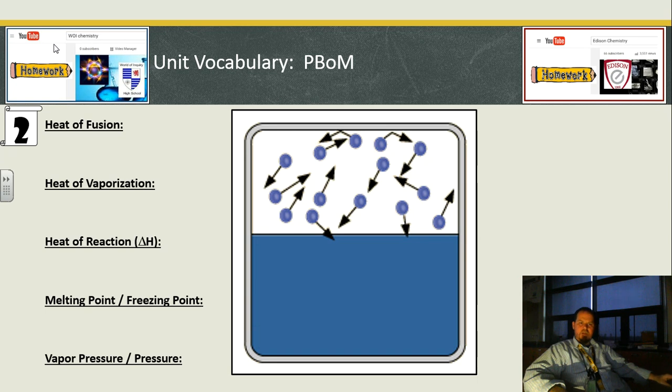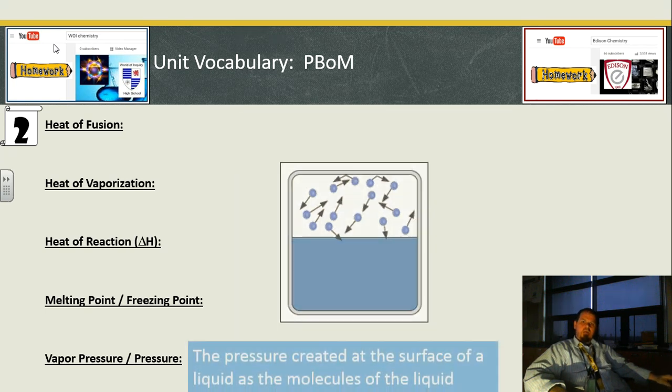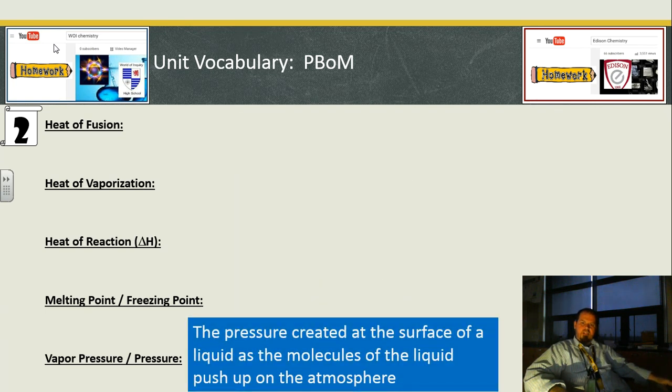And then vapor pressure and pressure. These are the pressure created at the surface of the liquid pushing up, and that pushes up on the atmosphere. The atmosphere is pushing down, and it's good. We're going to need to know that so that we can redefine what boiling is.